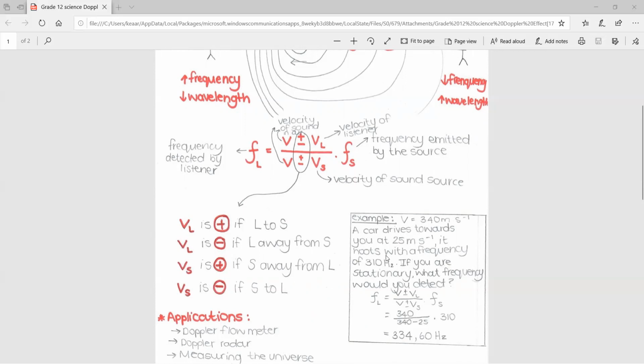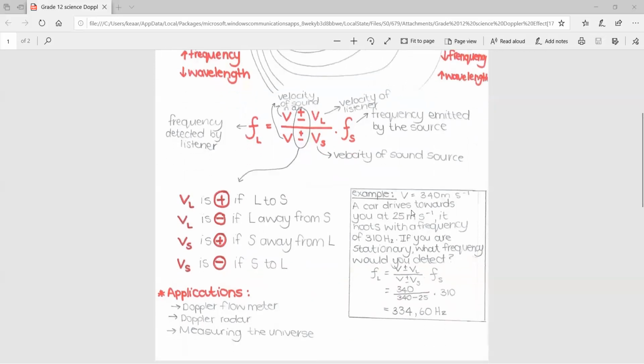Let's go through an example because it might make more sense in this case. So we are given that the velocity is equal to 340 meters per second. This velocity is the velocity of sound in air. Note they don't have an L or S, it's just the plain V, therefore velocity of sound in air. A car drives towards you at 25 meters per second. It hoots with a frequency of 310 hertz. If you are stationary, what frequency would you detect?